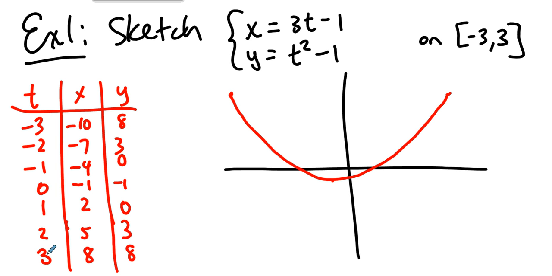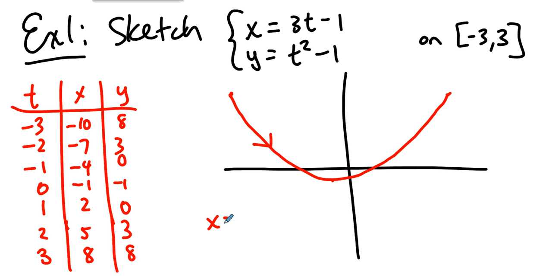Time moves from -3 to 3. We do generally think of the parameter t as time. Time moves from -3 to 3, so the graph moves with that orientation. And you're saying to yourself, well, it kind of looks like a parabola. And I kind of agree.